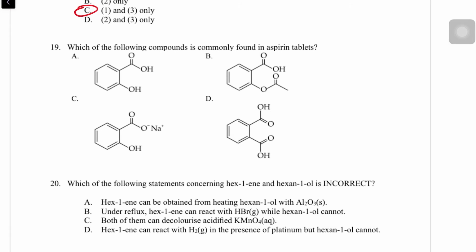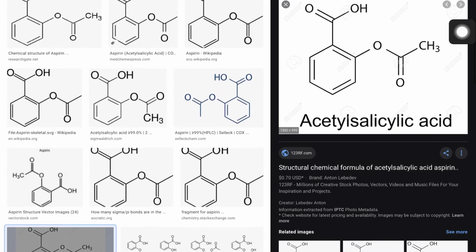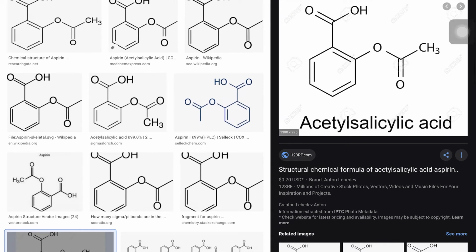Question 19, common find in aspirin tablet. This is a quiz for your memory, because you should memorize the aspirin structure. First, it contains a COOH group and a benzene ring. Yes, all of them have it. And the second one, it contains an ester. So the answer is B. If you wonder, you can double check. This is the aspirin. We got a COOH and an ester group.